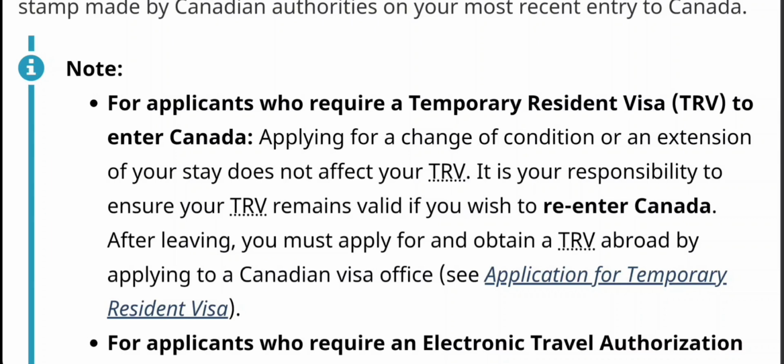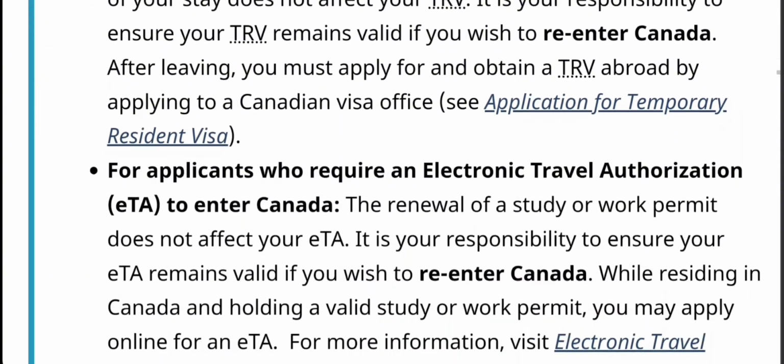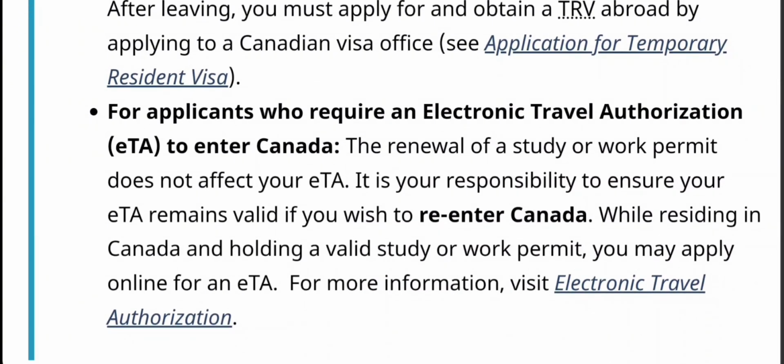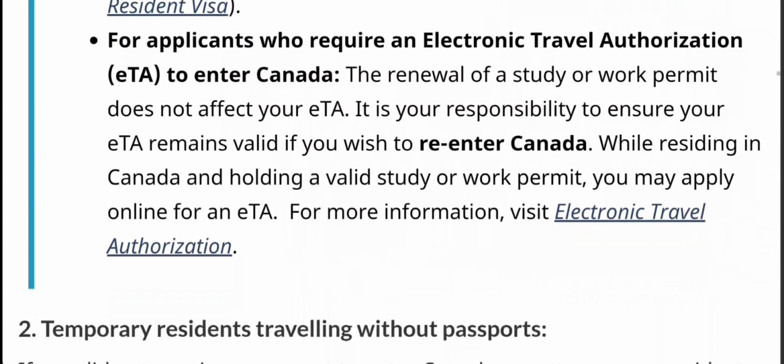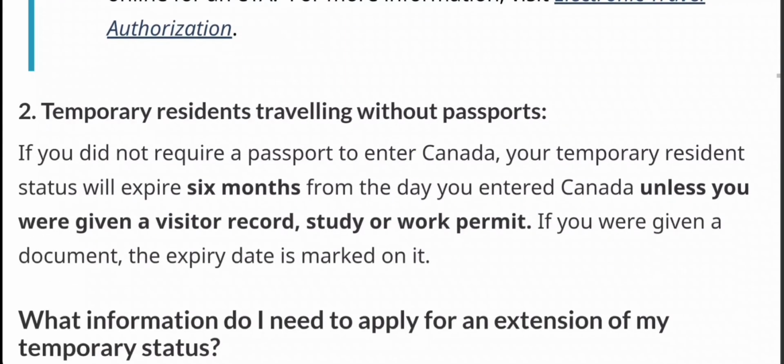And this part is just giving you a note that for those who require a temporary resident visa to enter into Canada and wish to remain in Canada, this is what they need to do. Okay? And for those who need an ETA to enter into Canada, they need to read this particular document and click on that link for electronic travel authorization. Okay? It's very important that you do that.